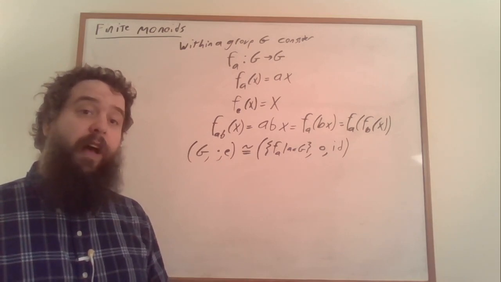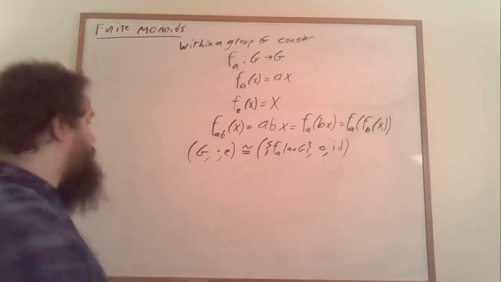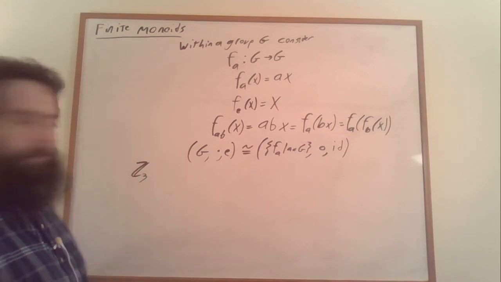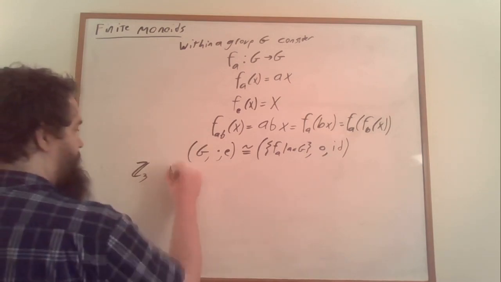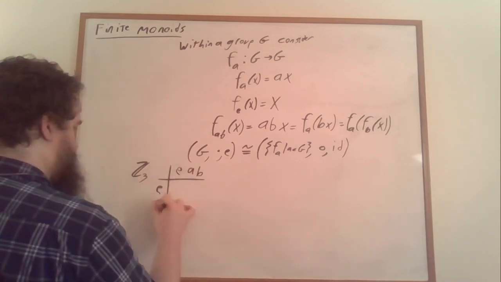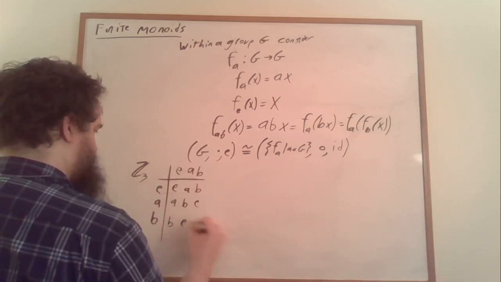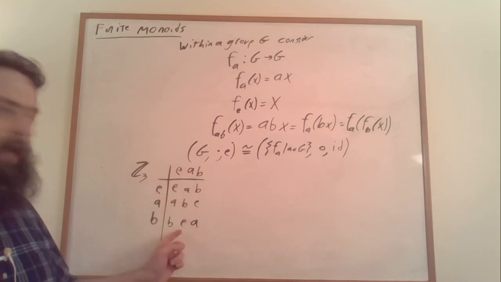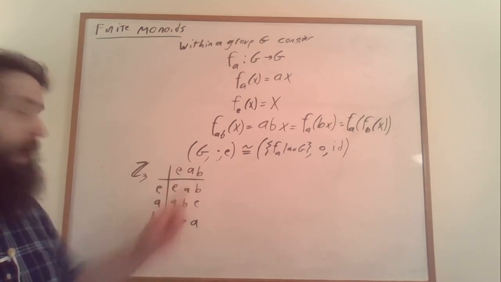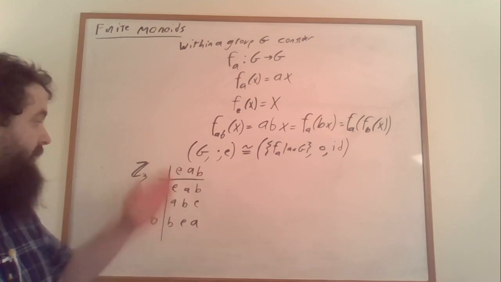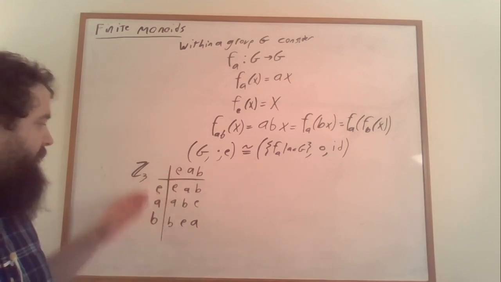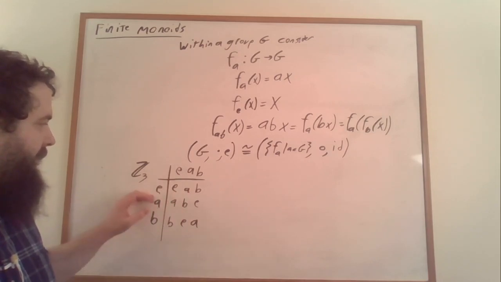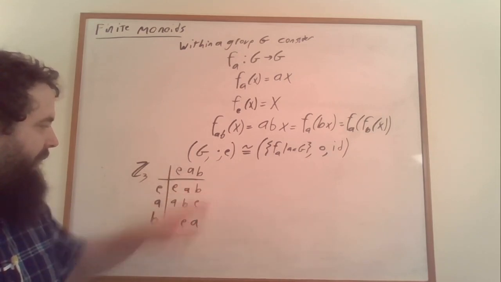Let's take a look at a concrete example. Let's take the group Z3. This has 3 elements and has a multiplication table that looks like this. If we want to multiply B by A, we get E. So B and A are inverses of each other. E is, of course, the identity element. If you multiply anything by E, you get that thing. And if you multiply E by anything, you get that thing.